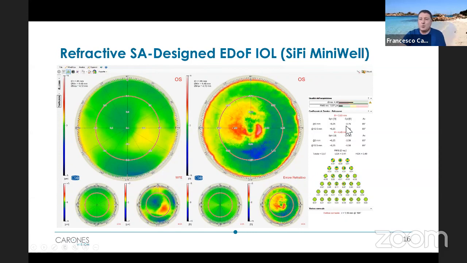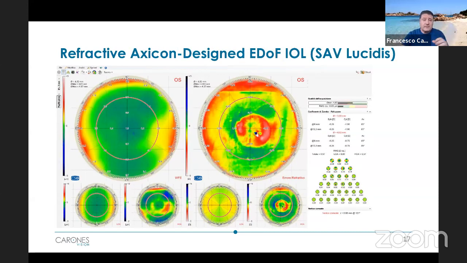Here it is 0.75 diopters, but the lens itself, as the entire optical plate, actually delivers light at distance, at the intermediate, and at near, at the same time. So again, with this kind of technology, you can really see where your power is in terms of distribution into the eye. And here is another one, and this is a refractive but Axicon design EDOF IOL.